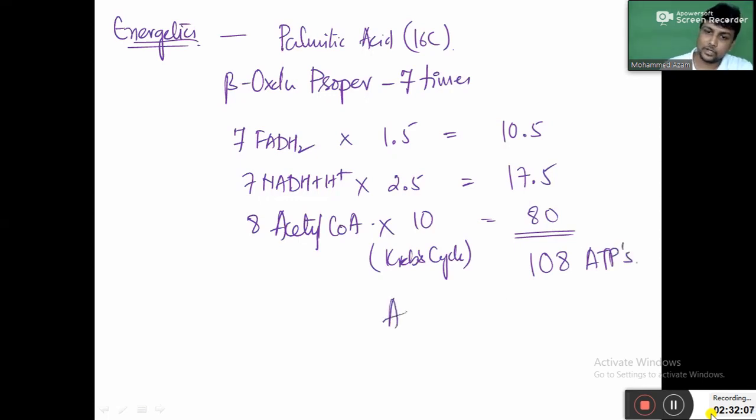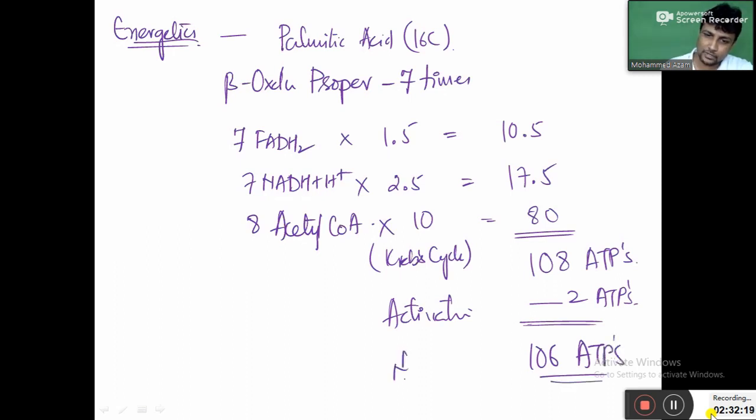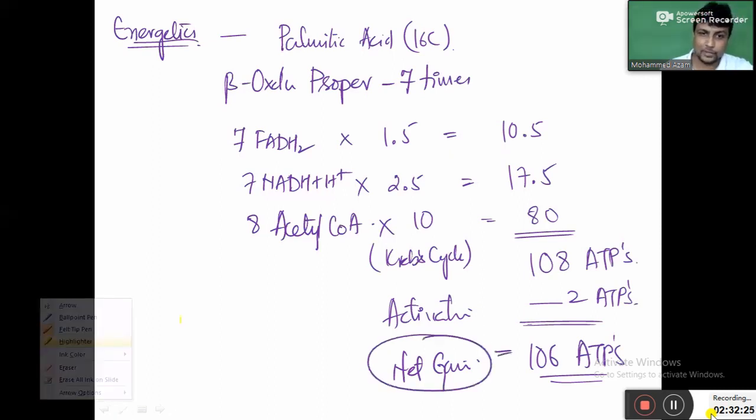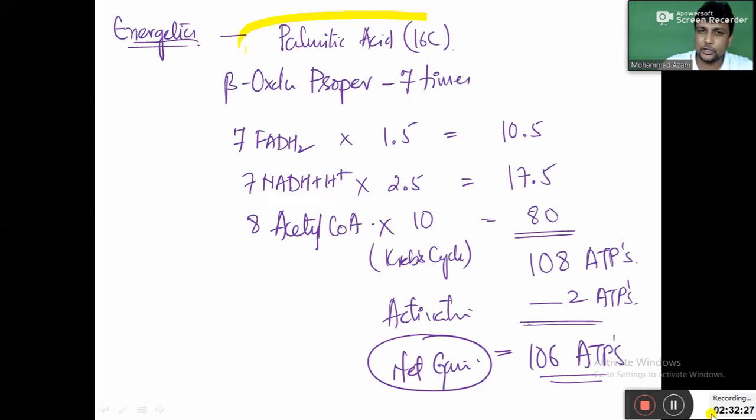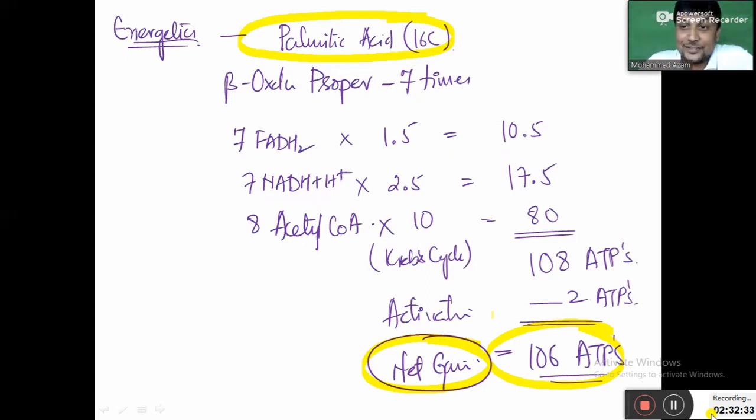But you have to remember, during activation in the very beginning, we have used 2 ATPs, so minus 2 ATPs. So what is the net gain of ATP? 106 ATPs are obtained from each molecule of palmitic acid. Look at the huge amount of energy that we are getting from fats. Fatty acids: we are getting 106 ATPs from one molecule of palmitic acid.